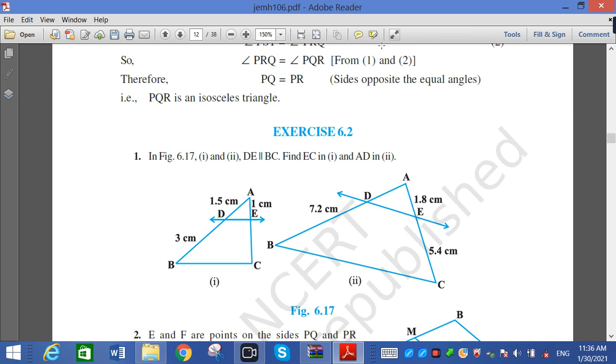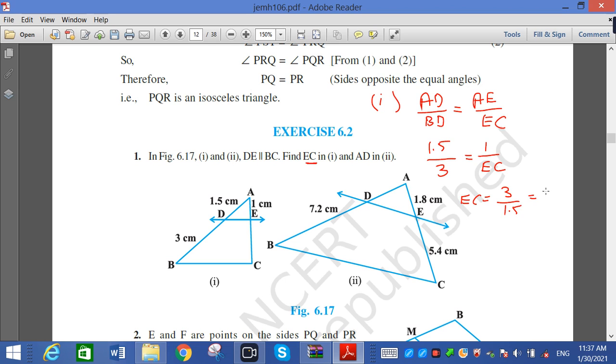Related with theorem 6.1, there are two sums we can discuss here. We have to find EC. First sum: AD upon BD is equal to AE upon EC. Now AD is 1.5, BD is 3, AE is 1, and EC is this. So EC is equal to 3 divided by 1.5. We get the answer 2, so 2 centimeters.